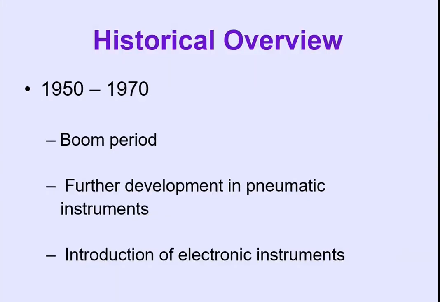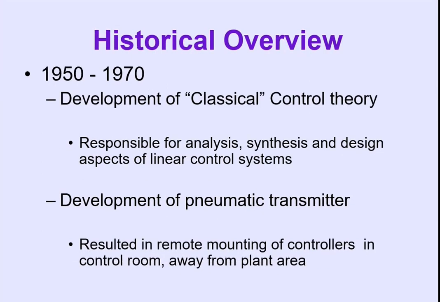50s to 70s, what had happened? Further development in numerical instrumentation was carried out, and the introduction of electronic instruments also started. In 50 to 70, classical control theory development took place, responsible for the analysis, synthesis and design aspects of linear control systems, that has started, right?